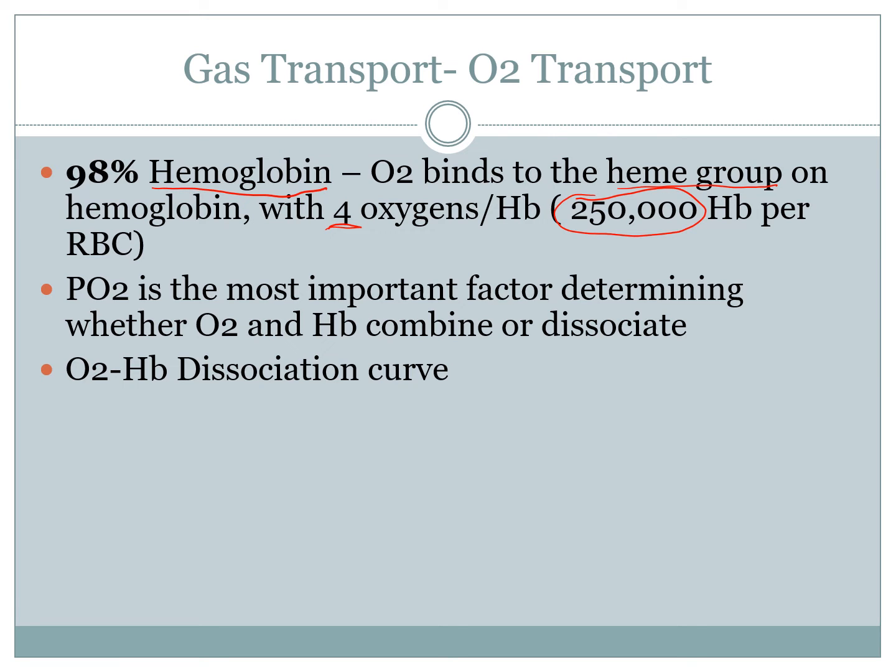Now it's the partial pressure of oxygen that is the most important factor determining, first, whether or not oxygen is going to bind to hemoglobin, and second, whether or not the oxygen is going to dissociate from the hemoglobin to go into the tissues themselves. Okay, so it's the partial pressure of oxygen that is the most important factor. And that brings us to the O2 hemoglobin dissociation curve, which I know you all have heard about before.